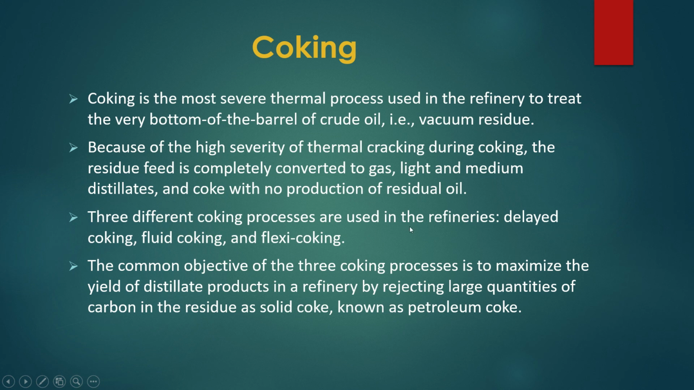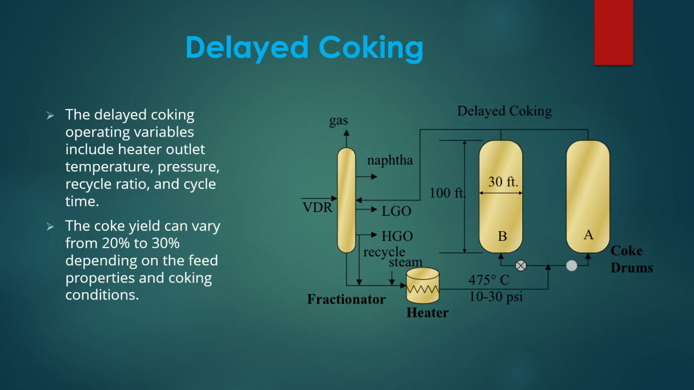Three different coking processes are used in refineries: delayed coking, fluid coking, and flexi coking. The common objective of the three coking processes is to maximize the yield of distillate products in refinery by rejecting large quantity of carbon in the residue as solid coke known as petroleum coke. So coking requires more temperature.